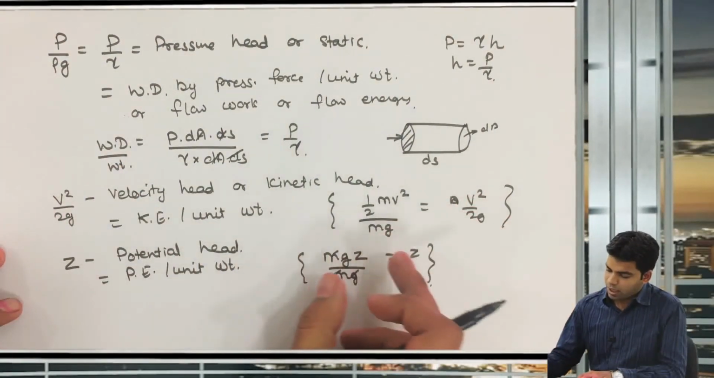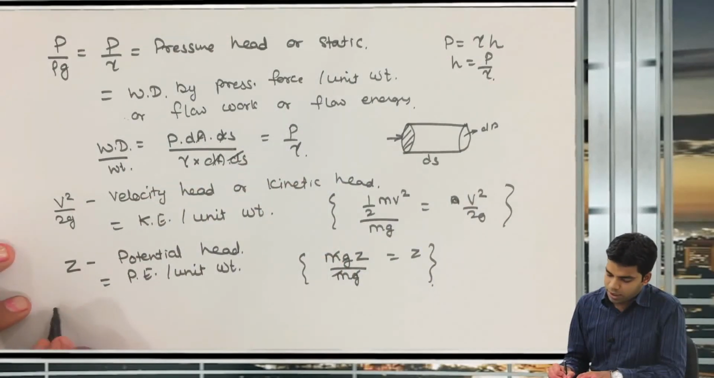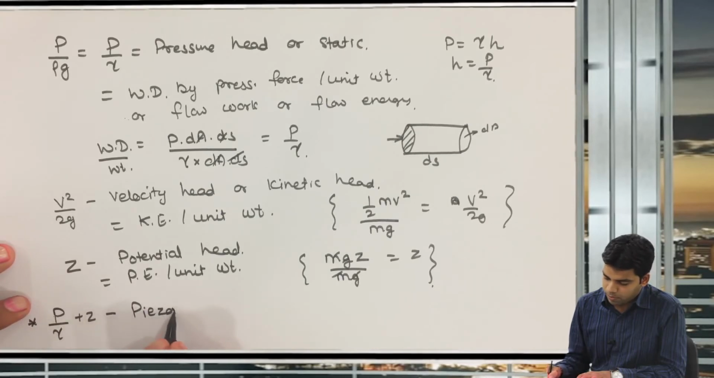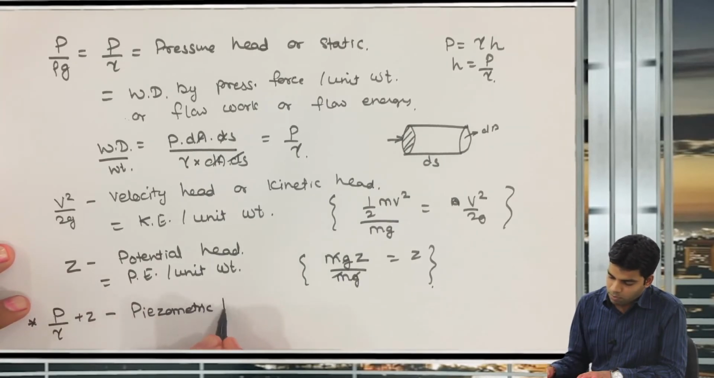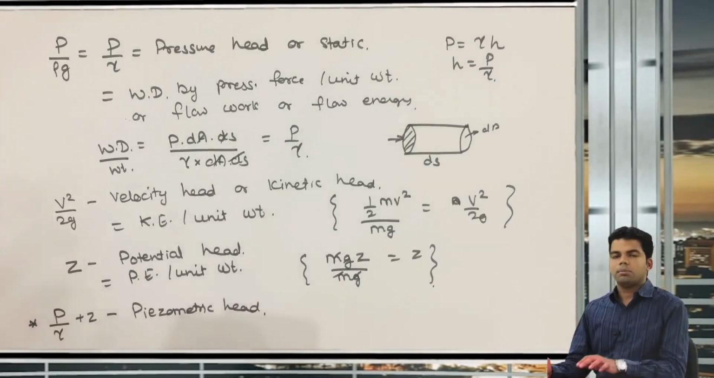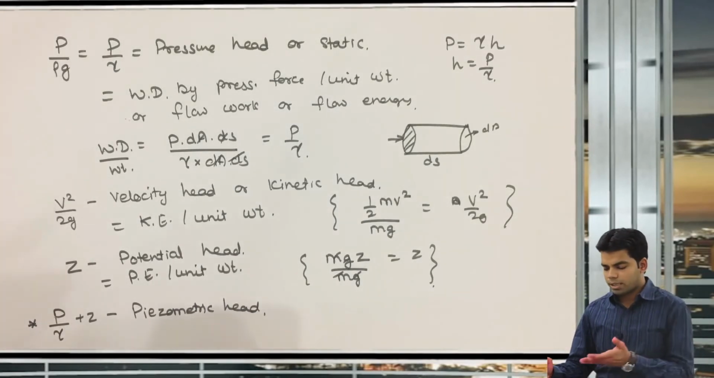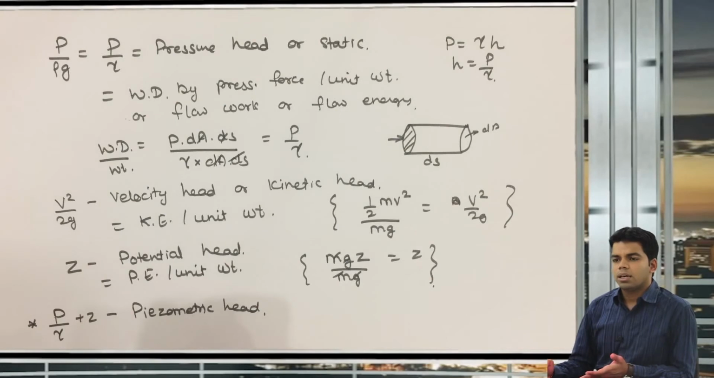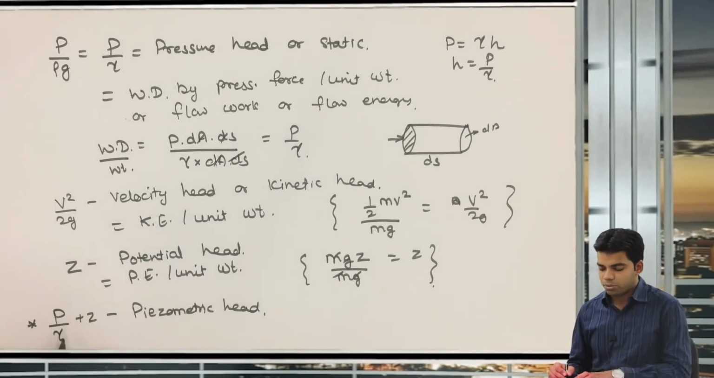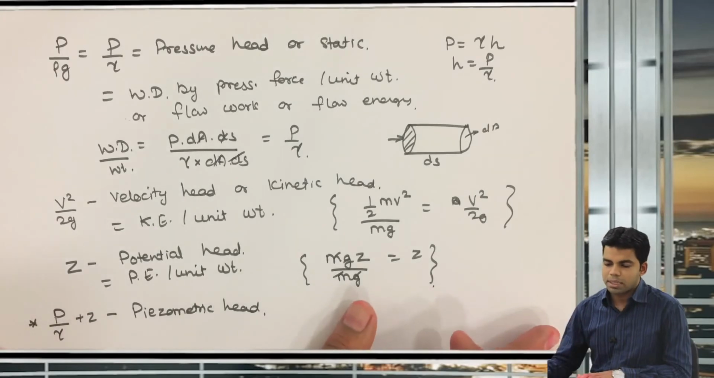Now one more thing, this P by gamma plus Z. When I eliminate this v square by 2g, I will get the term P by gamma plus Z. This is nothing but piezometric head. This we have already discussed. As I told you, with the help of a piezometer, when we measure the height, we will get piezometric head, which is P by gamma plus Z.